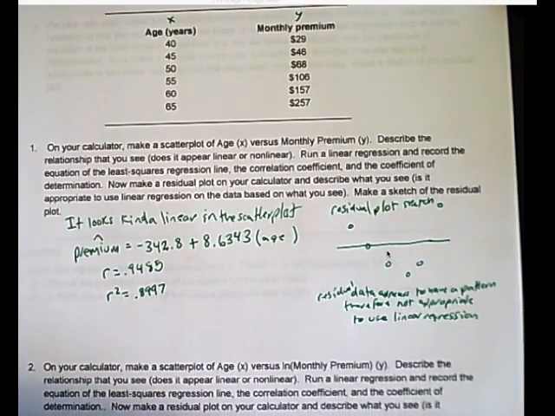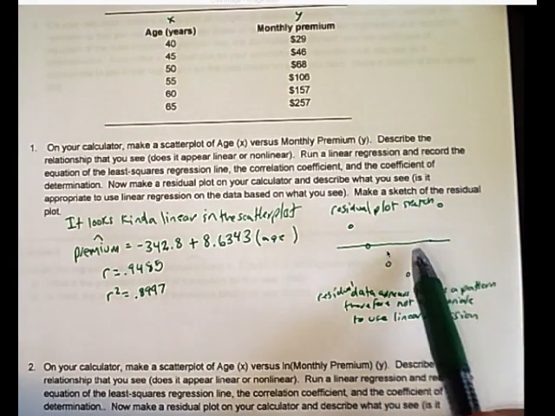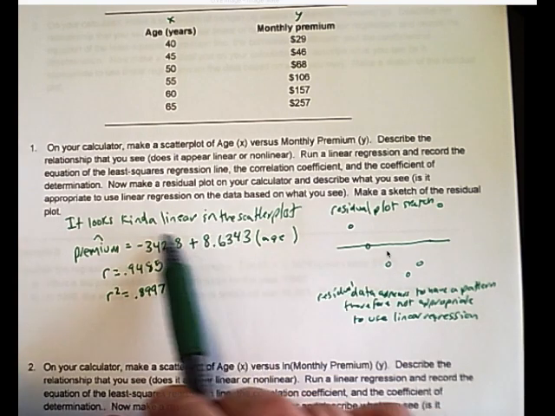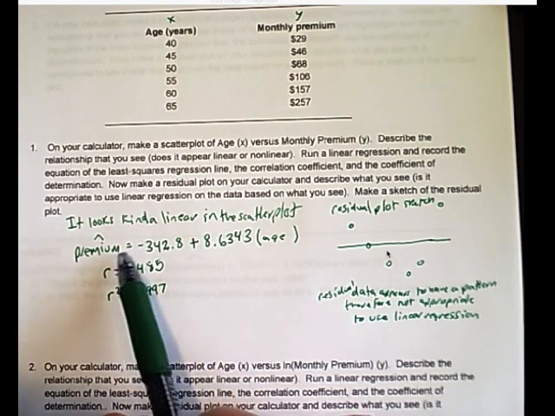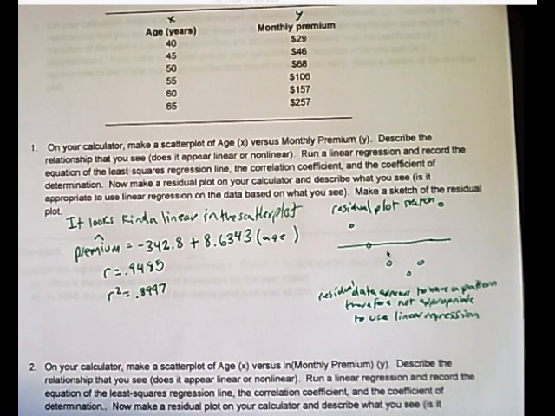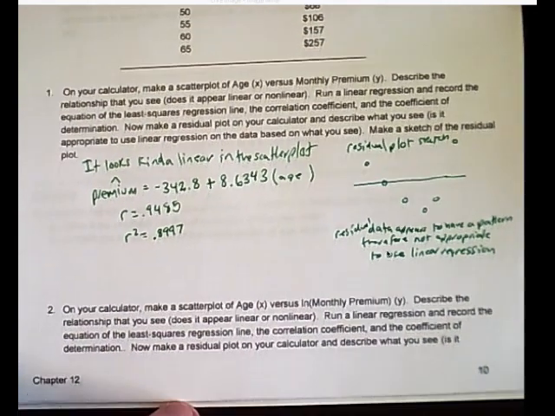Okay. The residual data shows a pattern, which we don't like to see. If this was random scatter, that would be great, and I could trust in these things. So these things, it doesn't matter anymore. Now, number 2, it says on your calculator, make a scatter plot of age versus the natural log of the monthly premium.